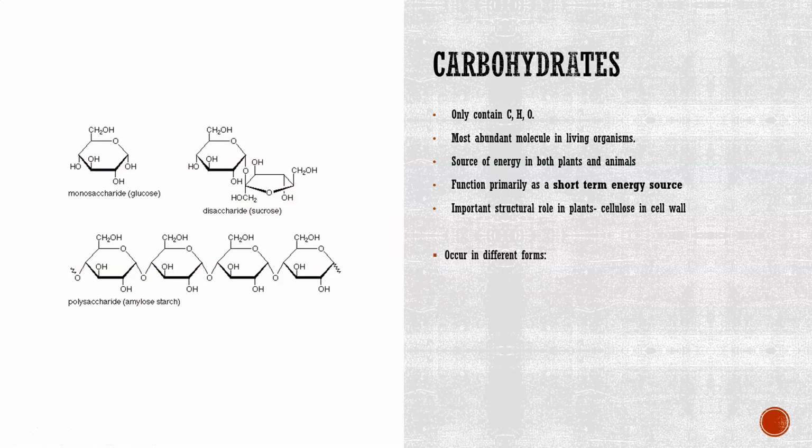They occur in many different forms. So we can see here we've got some glucose, that's a monosaccharide. We've got sucrose, disaccharide, polysaccharide. Here we've got amylose starch.